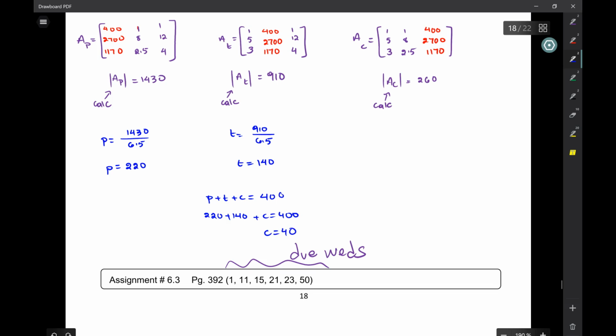Listen, you can do it any which way. Just get that C is equal to 40. I'm just showing you that all of this is connected. Of course, if you did 260 over 6.5, you would get 40, right? But just know that all this works together. So now we made 220 pies, 140 trifles, and 40 cheesecakes.